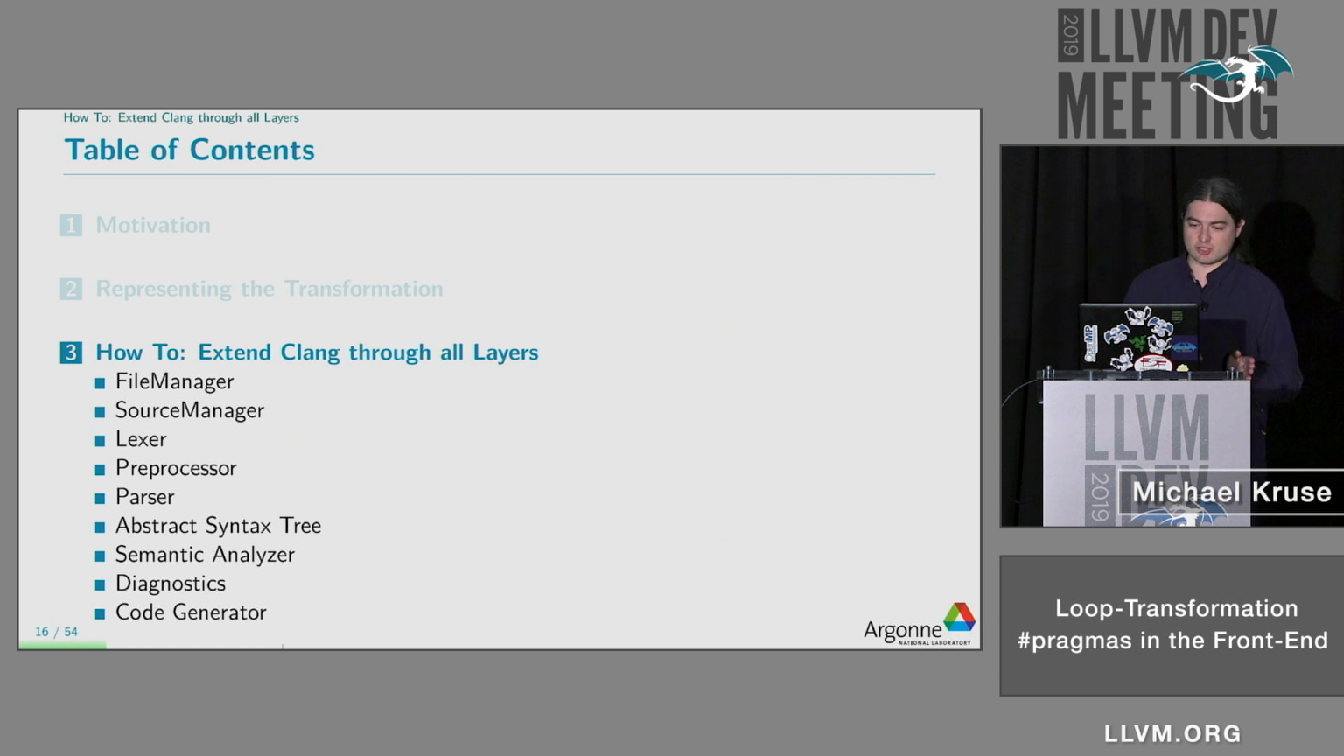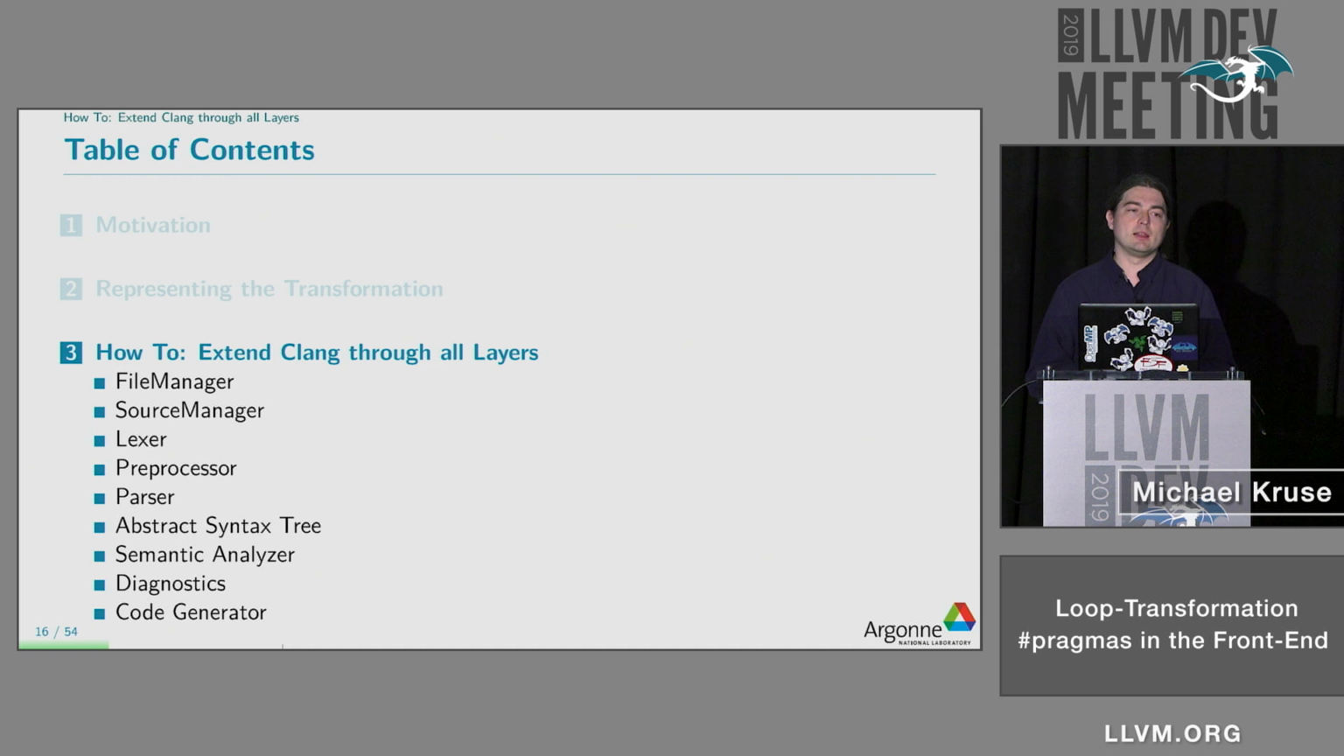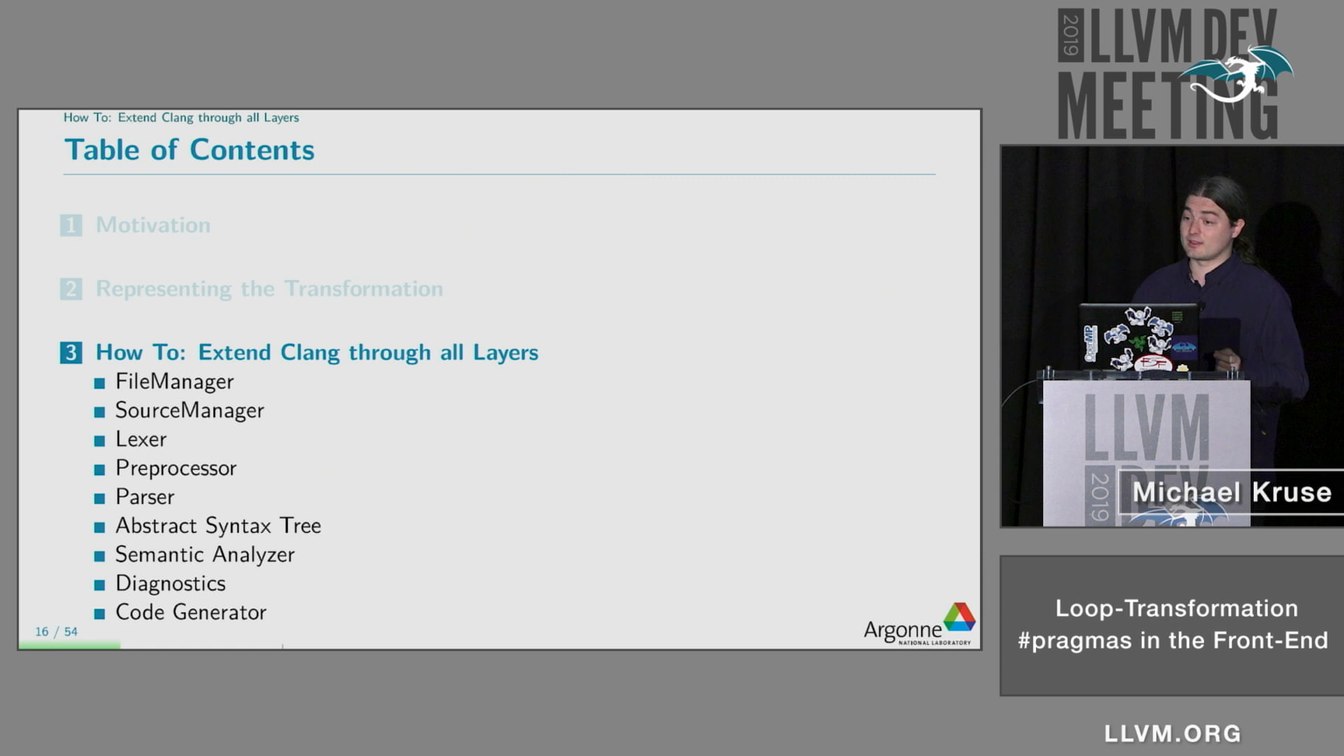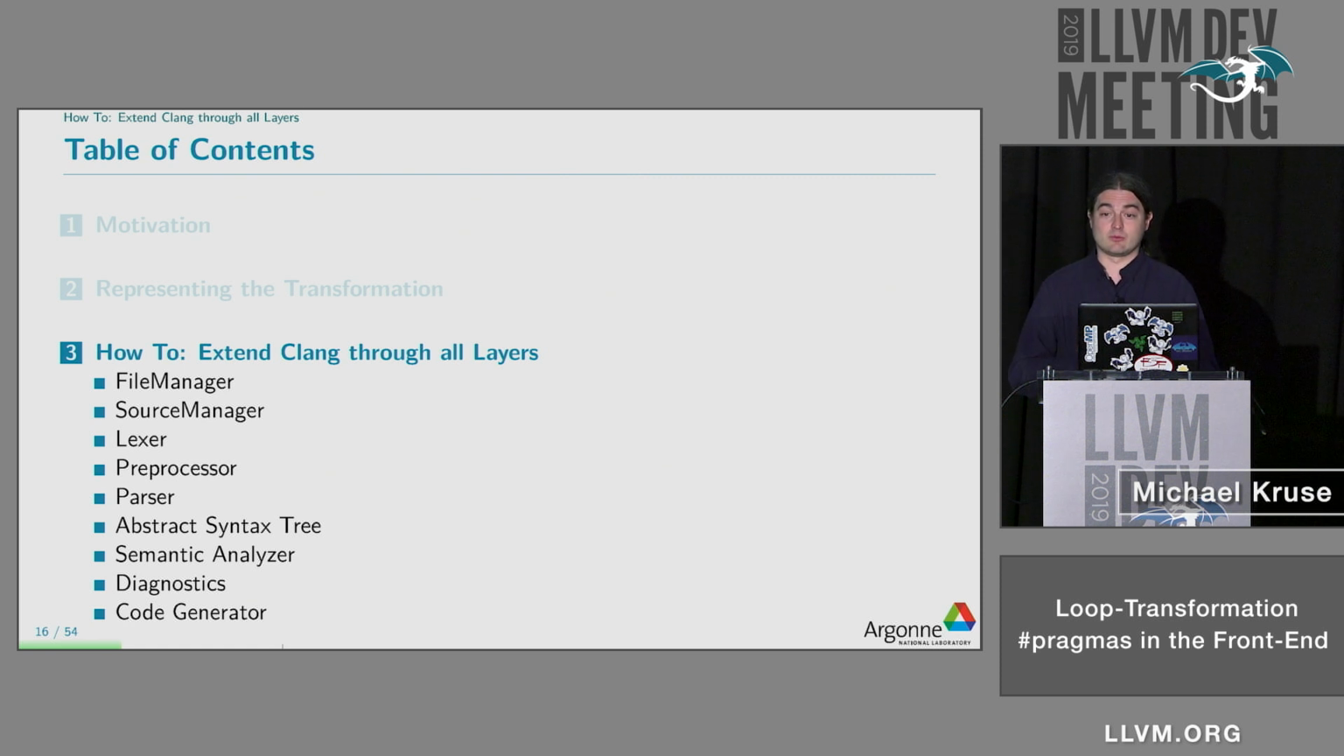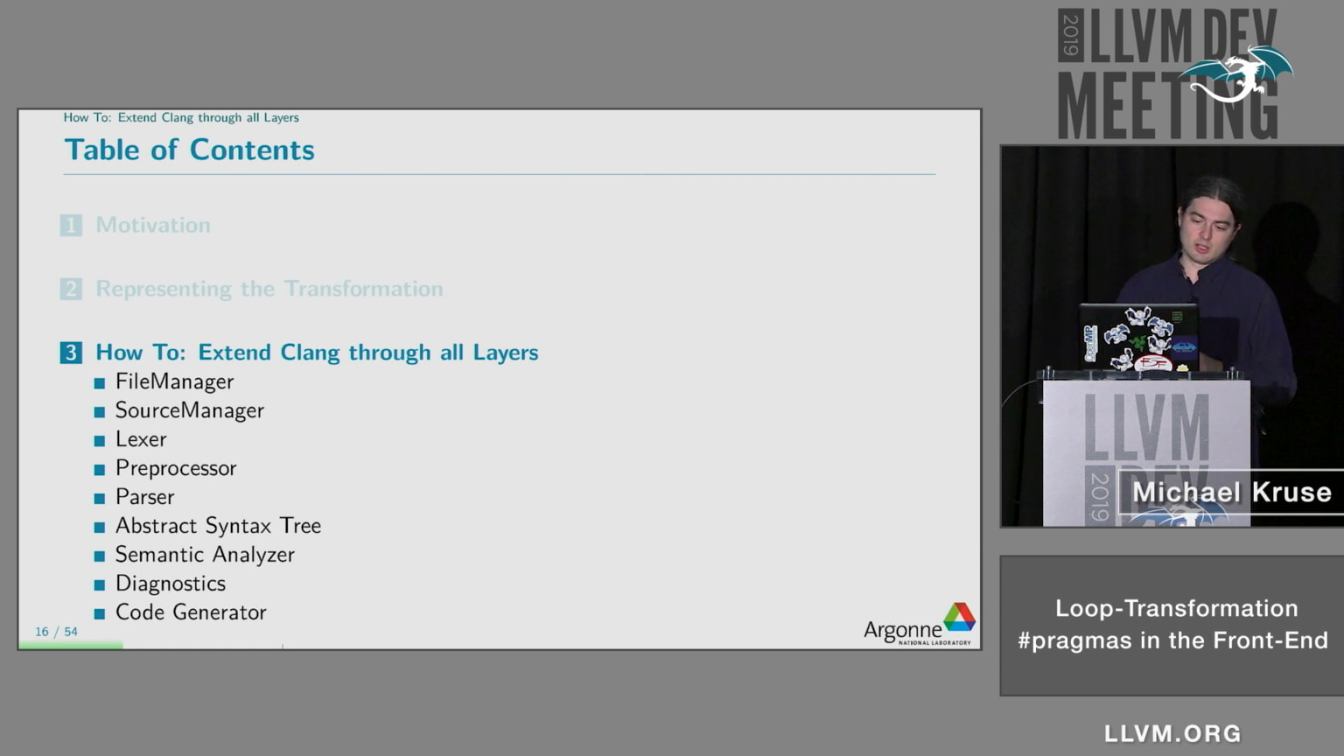I want to share the experience I had while extending Clang with this, which actually touches all the layers within Clang, so it might make a good tutorial. There was, by the way, a tutorial yesterday already, which was useful to understand how the structure works. I'm going more into how to modify the structure and what you have to pay attention to.